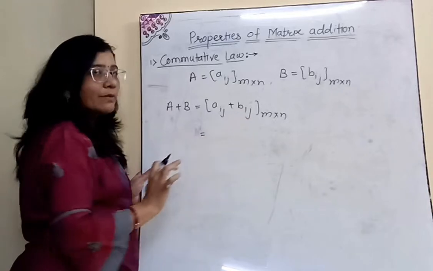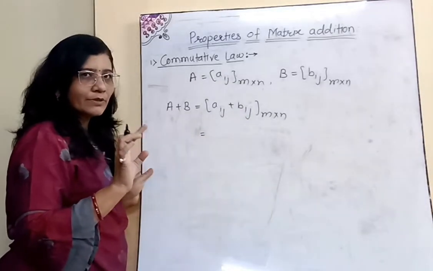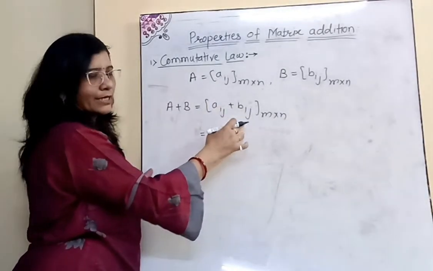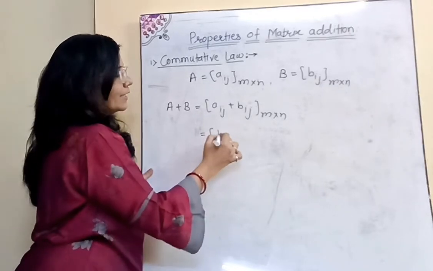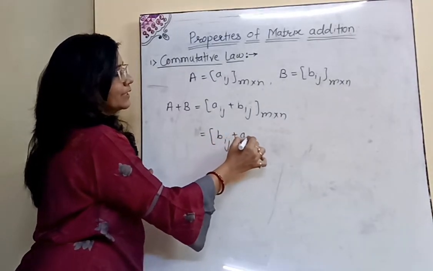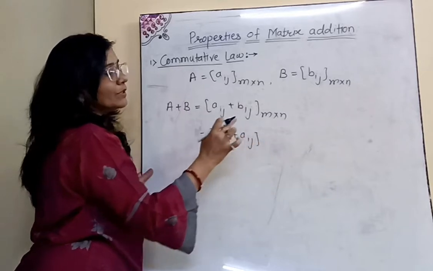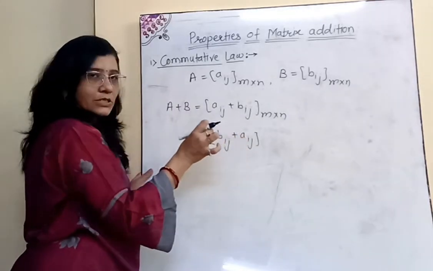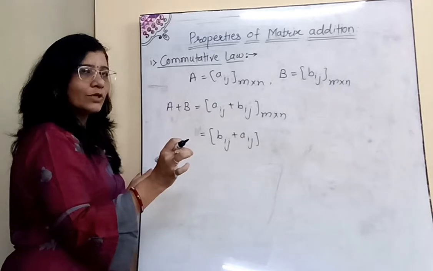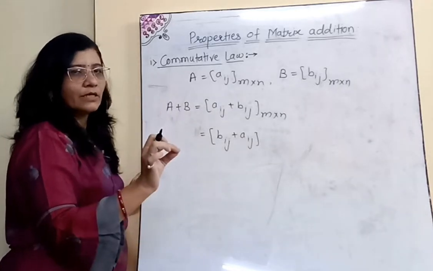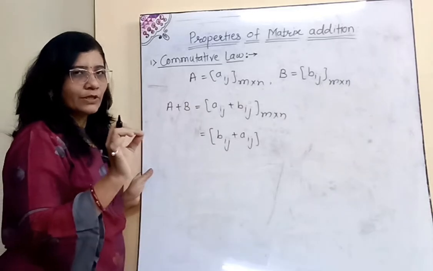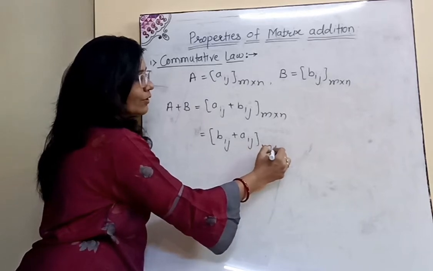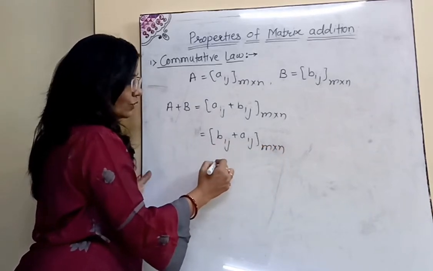Now these are two numbers, and for natural numbers, addition is commutative. So the order doesn't matter whether we first write Aij or Bij, the answer will be the same. So I can have Bij plus Aij. Not in natural numbers only, for the real numbers, addition is commutative. So Bij plus Aij can be written like this, with the same order.